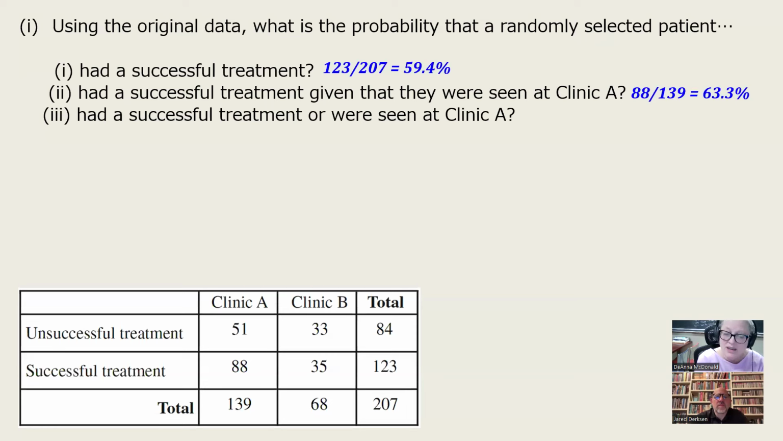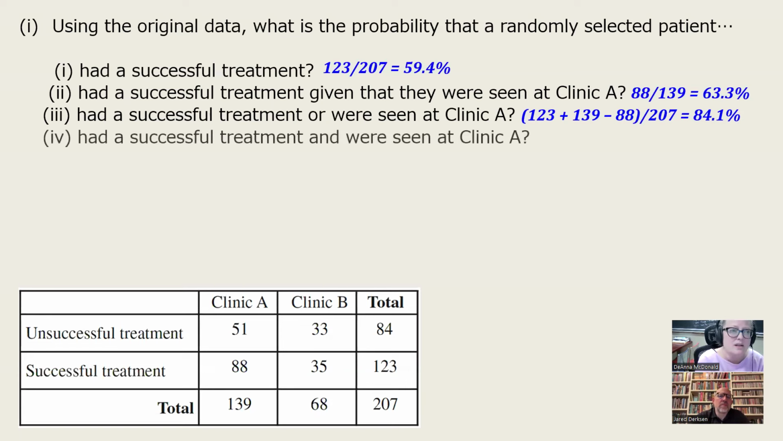Had successful treatment or were seen at clinic A. So this is where I can use common sense, or I can use one of the formulas for probability. I take 123 who had successful treatment, 139 who were seen at clinic A, but then I have to subtract the overlap and then divide by 207. What about had successful treatment and were seen at clinic A? Those are the people with both labels on their forehead, and there are 88 of them out of the total of 207, so that's 42.5%.